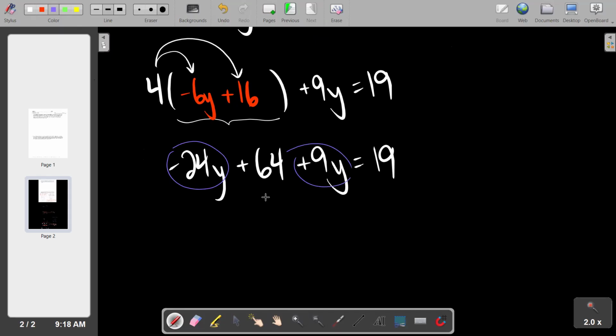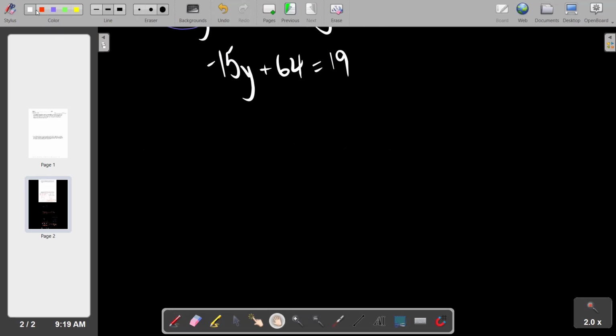And I see here that negative 24y's, if I add 9y's, and again, these are the things you cannot miss. You cannot say something ridiculous like negative 33. You must understand that negative 24, if you add 9, goes upwards, gets closer to 0. It is negative 15y. And then the next thing that we do is we subtract 64.